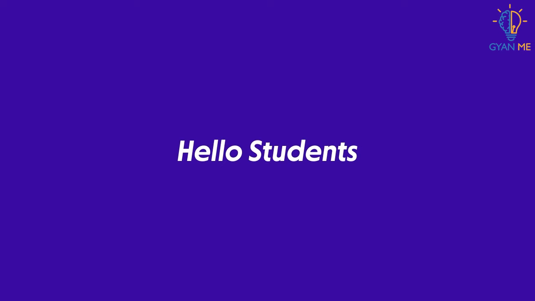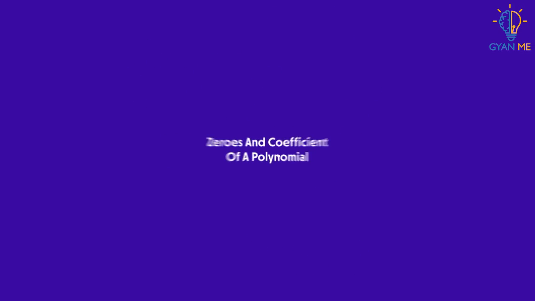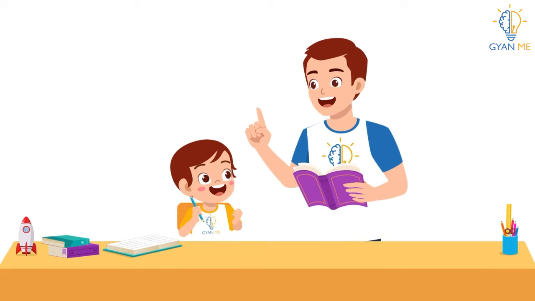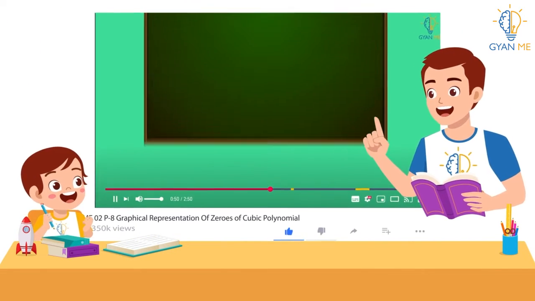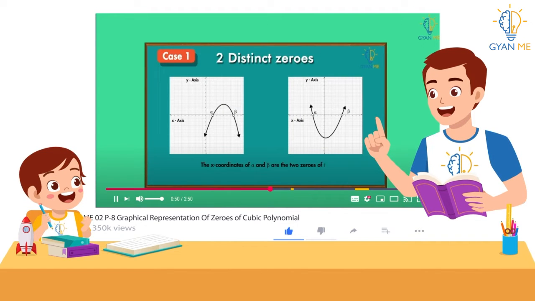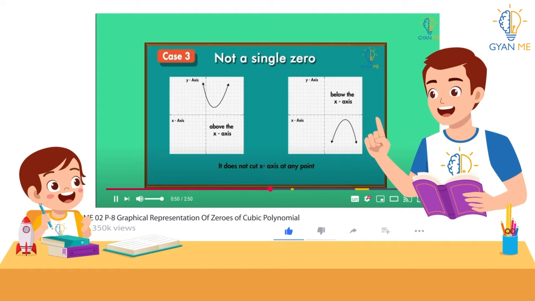Hello students. Today we will learn about the relation between zeros and coefficients of a polynomial. In our previous video, we have already talked about geometrically how to find zeros of a polynomial and how we can transform a polynomial into a polynomial equation.